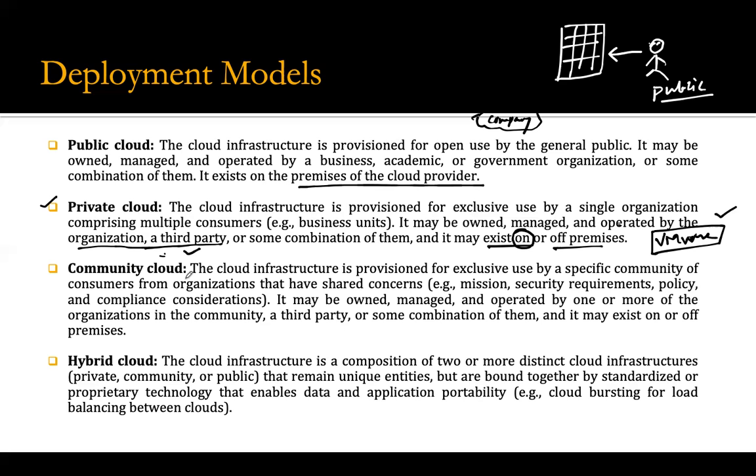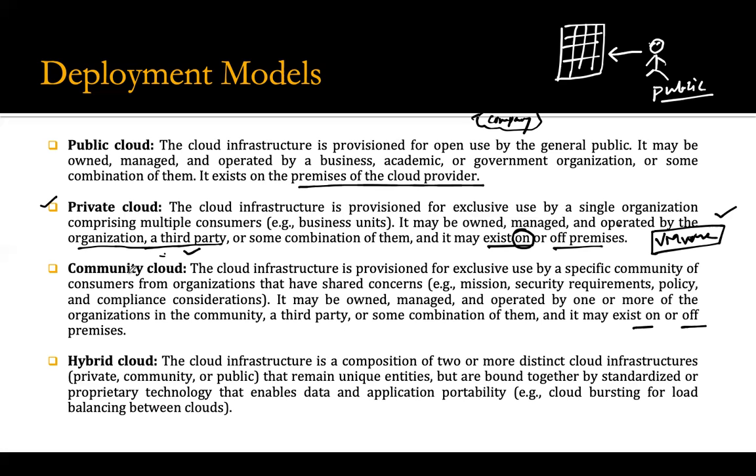So it is private to those organizations only, as well as those people who are involved in that particular project. So for them only this cloud has been created. It says that the cloud infrastructure is provisioned for exclusive use by a specific community of consumers from organizations that have shared mission, security requirements, policy, and compliance considerations. It can be owned, managed, and operated by one or more organizations in the community, a third party, or some combination of them. It may exist on and off premises. So here also there is a chance that it may exist on premises or it may not.